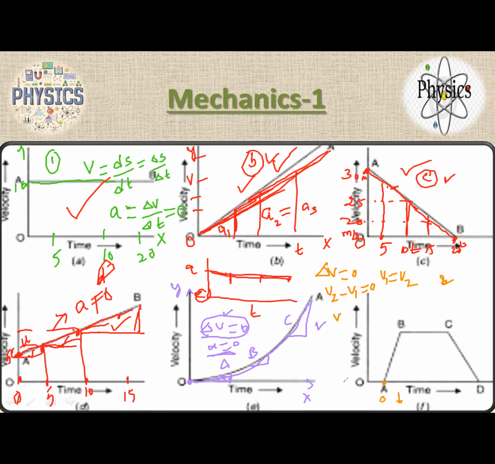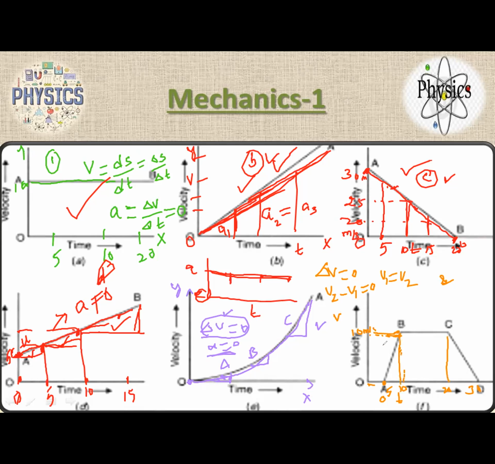At B point, let us say I can give the numbers also here. Maybe I can give 10 here, 10 meter per second. So let us say 5, 10, 20, 30.